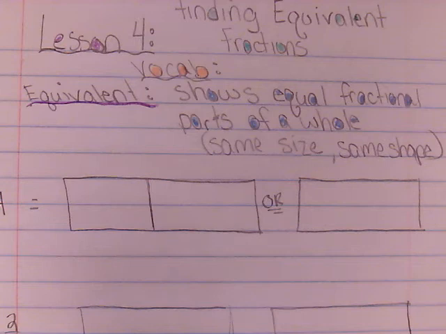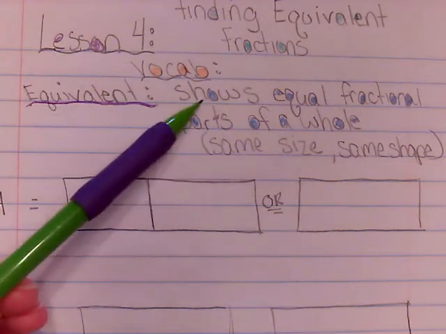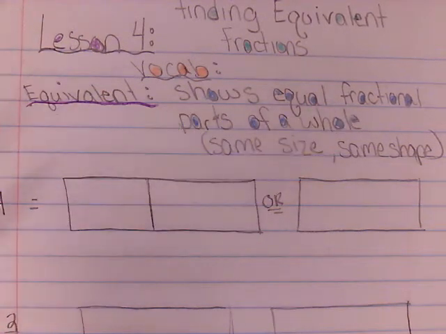This is lesson 4, finding equivalent fractions. Some of the vocabulary, the only thing that we have new is equivalent. And if we were together, I'd ask you, what word do you hear at the beginning of this word? And it would be equiv, which sounds a lot like the word equal. So it shows equal fractional parts of a whole. So same size, same shape.